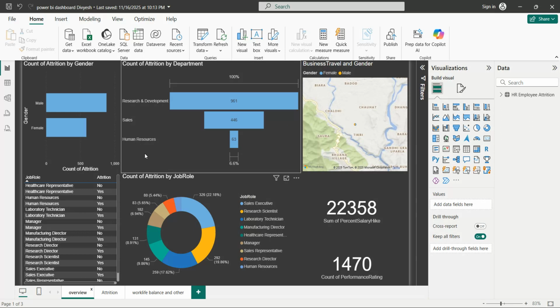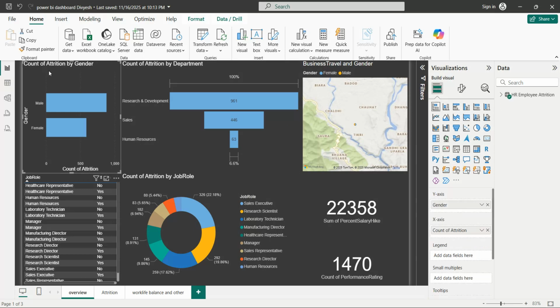In this first visualization, the count of attrition by gender, this bar chart highlights how many male and female employees have left the company. More male employees have left compared to females. That is, the male count of attrition is 882, whereas for females it is 588. These could indicate higher mobility, more stress, or job dissatisfaction among males. HR can use this to plan gender-specific retention strategies.